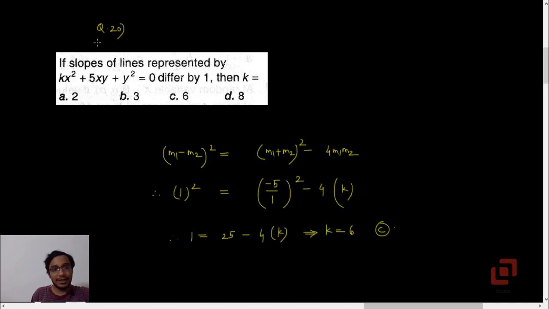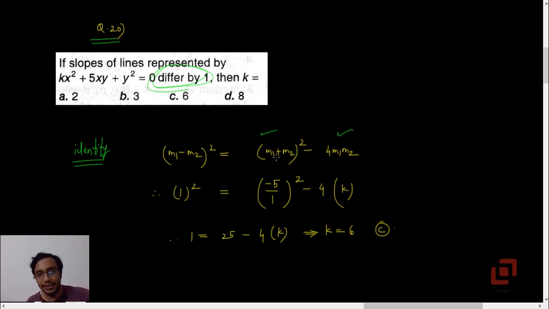Question number 20, the last question. If the slopes of lines represented by kx squared plus 5xy plus y squared equal to 0 differ by 1, that means their difference is 1, then k is 2, 3, 6, 8. Now see, we don't have a ready-made formula for the difference between the slopes. We do have for the sum and for the product, so we will take the help of this identity, which is valid for any two numbers m1 and m2.